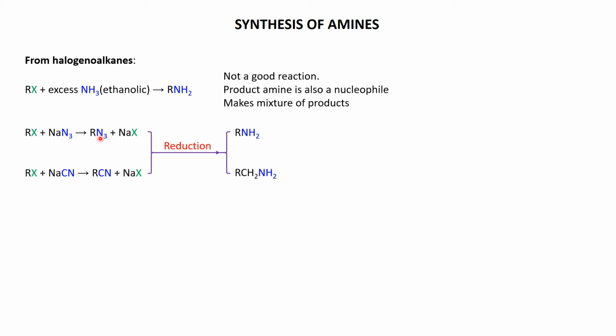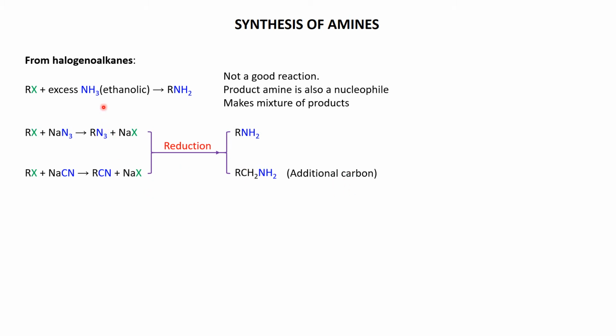Now, once you've made these, you can reduce them. When you reduce the azide molecule, it goes straight to the amine. When you reduce the nitrile, it goes again to the amine. But look at the differences in these structures. The nitrile gives you an additional carbon.